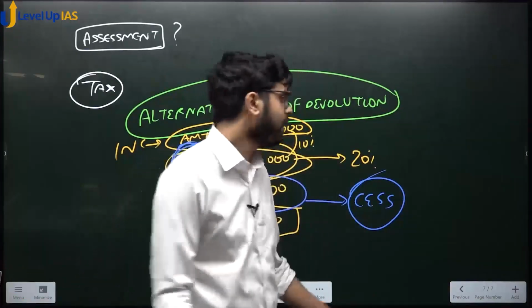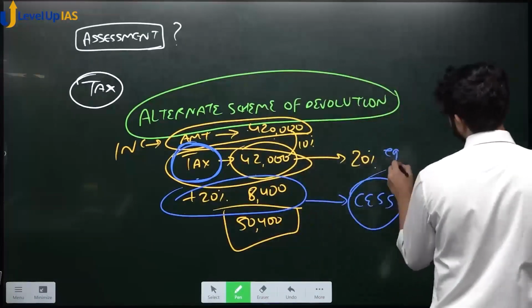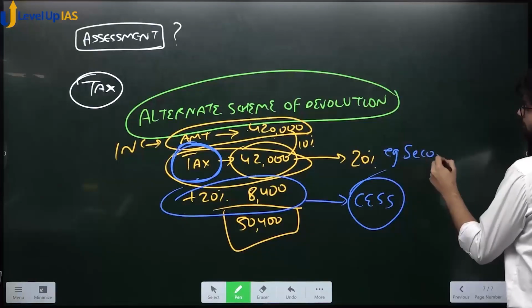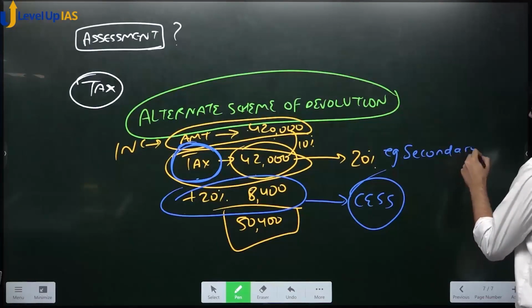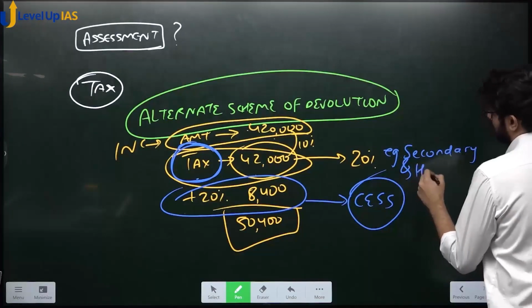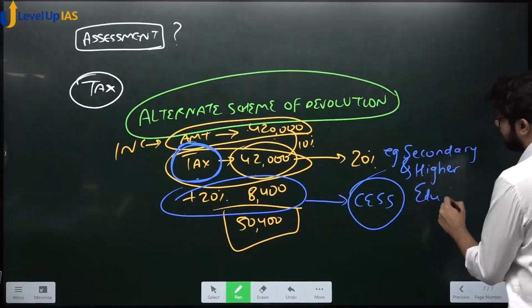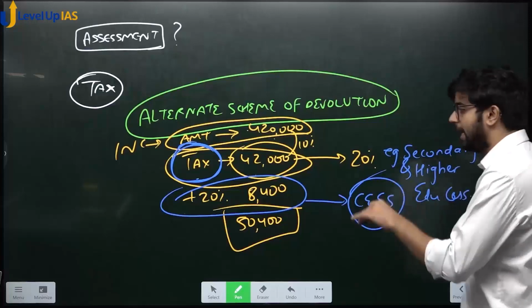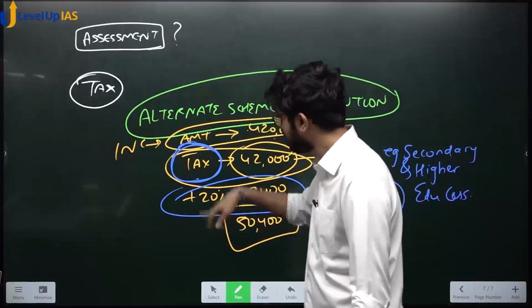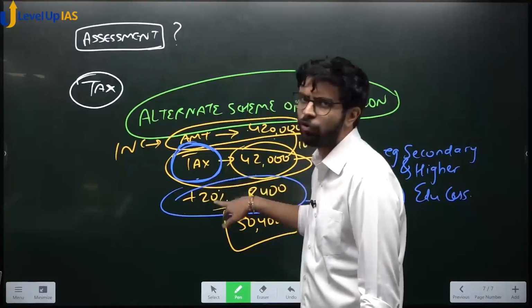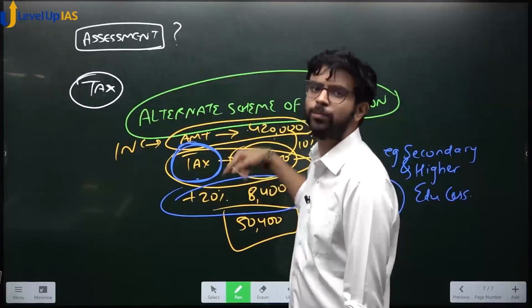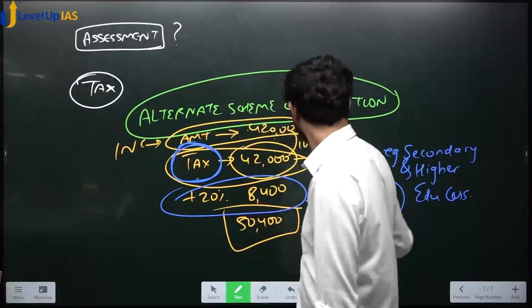I'll give you an example. Secondary and higher education cess. So this is collected on tax. Tax के ऊपर. See, this 20% is on tax. So the more your tax, the more the cess. And the more your tax, the more you earn. So this is also progressive.